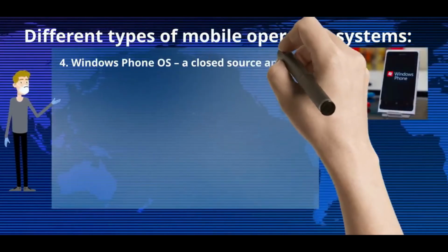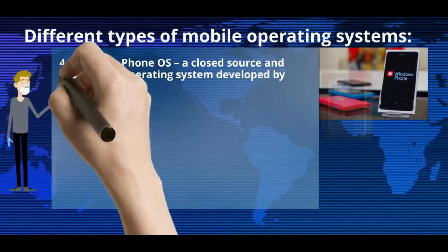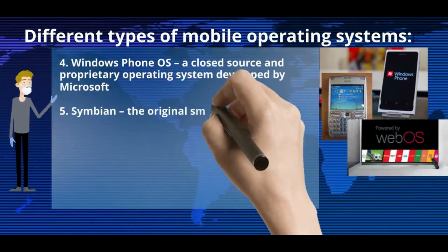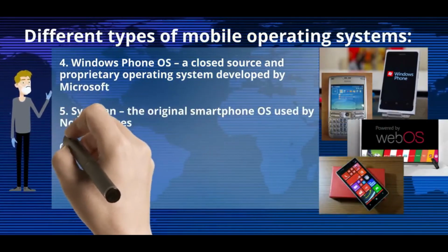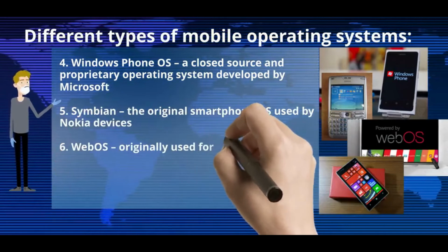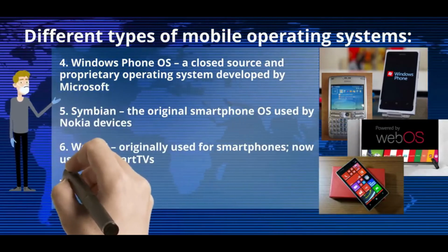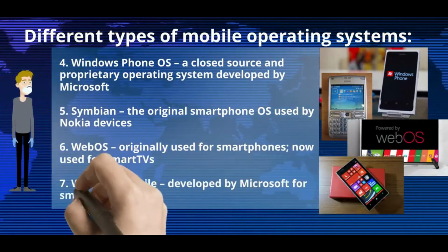Windows Phone OS, a closed source and proprietary operating system developed by Microsoft. Symbian, the original smartphone OS used by Nokia devices. Web OS, originally used for smartphones, now used for smart TVs. Windows Mobile, developed by Microsoft for smartphones and pocket PCs.